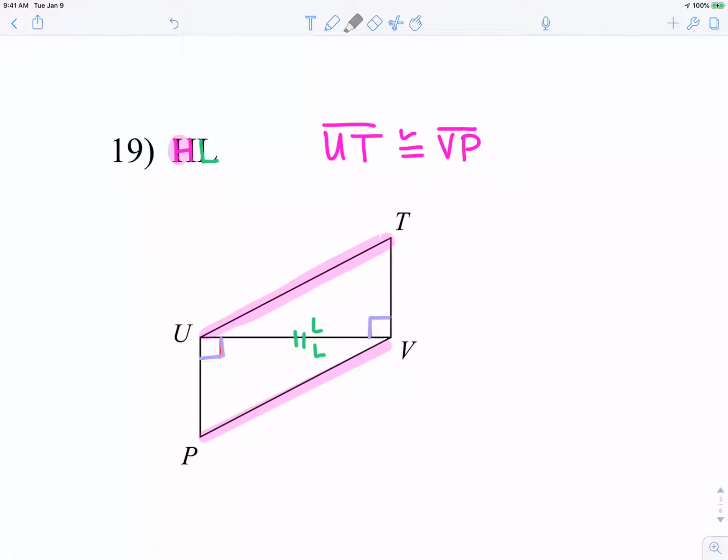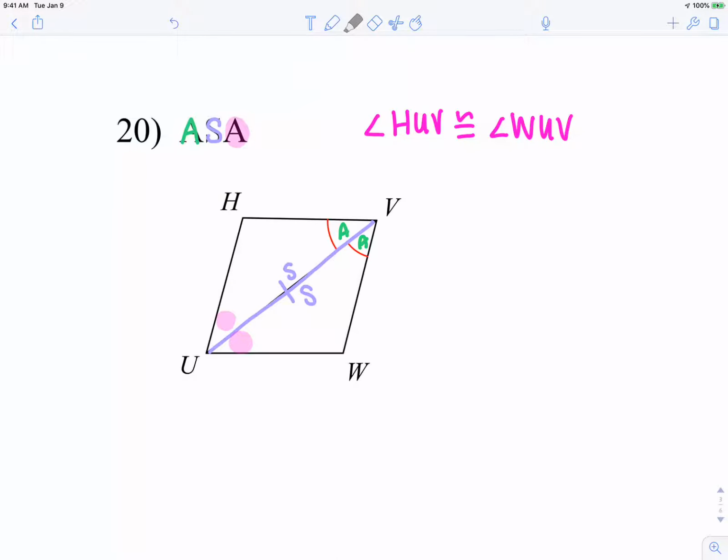Number 19. We're looking at hypotenuse leg. Well, the pair of legs are this shared side right in the middle there. So it's the pair of hypotenuses that's the missing information. So that would be UT has to be congruent to VP. And for 20, I have a pair of angles marked congruent, a pair of sides marked congruent. So the other pair of angles that makes this angle side angle is what's missing. So that would be angle HUV congruent to angle WUV.